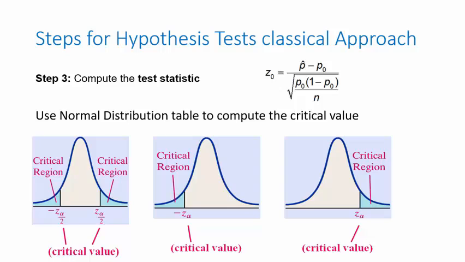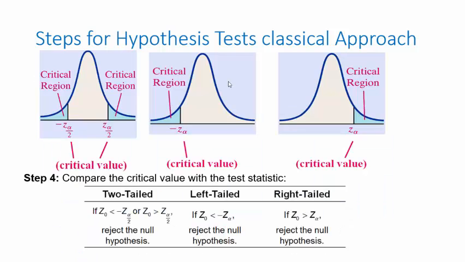The next thing we have to see is whether the z value from step 3 lies in the critical region or in the other, yellow part, which is the non-critical region. We determine this in the next step. In a two-tailed test, if z0 is less than negative z alpha by 2, or z0 is greater than z alpha by 2, meaning the value is somewhere in the critical region, then we reject the null hypothesis.